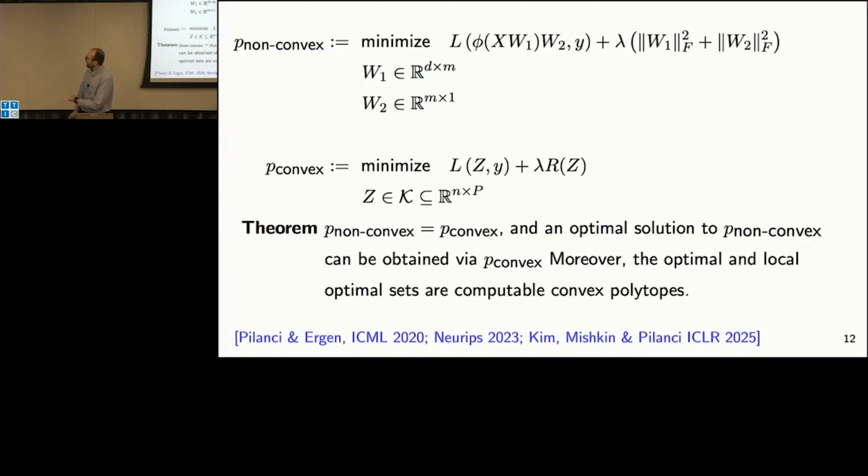Right, so another unexpected thing here is that if you look at local optimal sets, this problem has a global optimum, but it will also have lots of local optimal points and stationary points. It will turn out that every stationary point is also a convex polytope, and you can find it again from this convex problem. Meaning if you run SGD, for instance, it will converge to a local point, in fact a stationary point, and those are also captured by the convex problem.